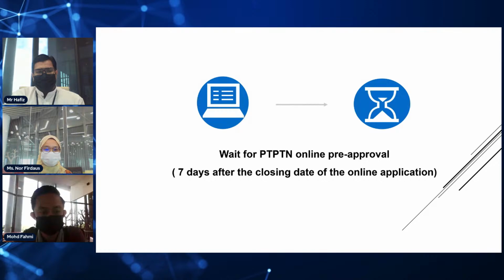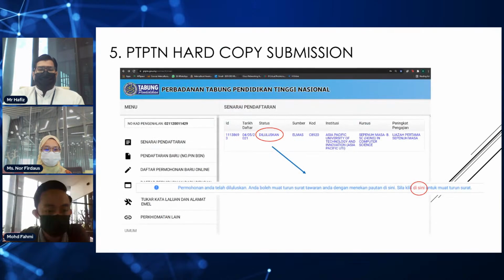Over to you. Okay, thank you, Hafiz. I think all of you now know about the PTPTN and how to do the online submission. Now it is for the PTPTN hard copy submission. You need to log in again to your iOnline PTPTN using your identification card number and your password. Like Miss Nur Firdaus said, you need to put the IC number for easy checking. And you need to check whether the status is diluluskan, approved, or not.